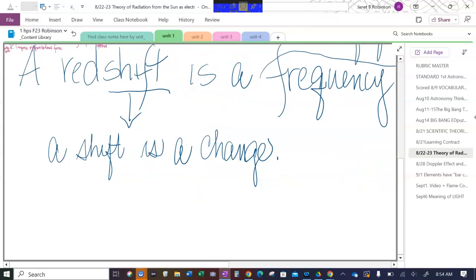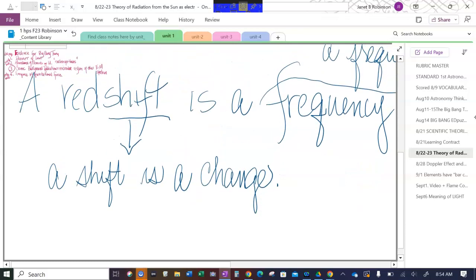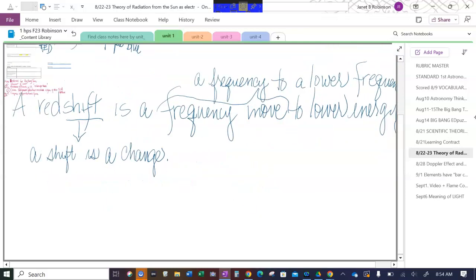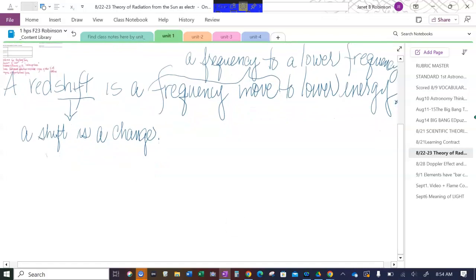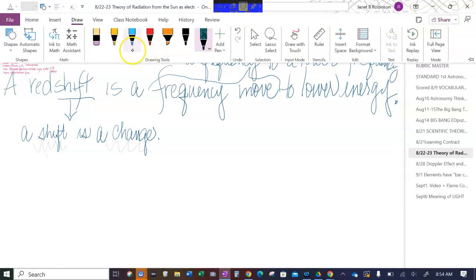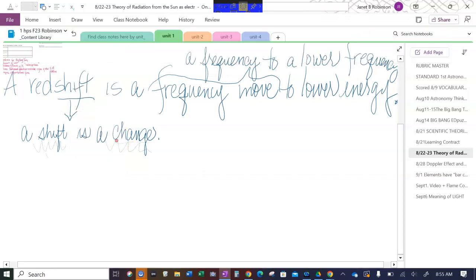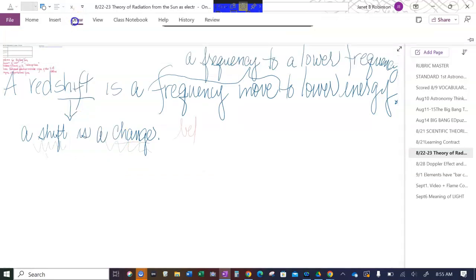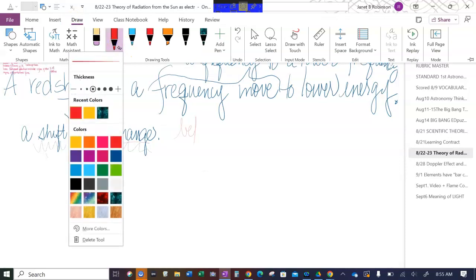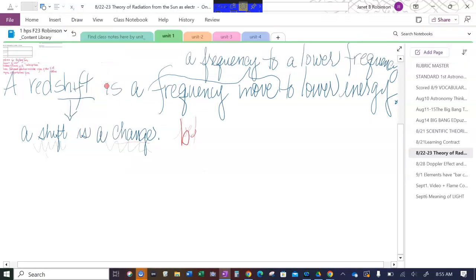So redshift is a frequency change. Any sort of shift is a change. If you have a change, that means there's a before and an after, correct? Don't changes have a before and an after? Yeah. So a change has a before and an after.